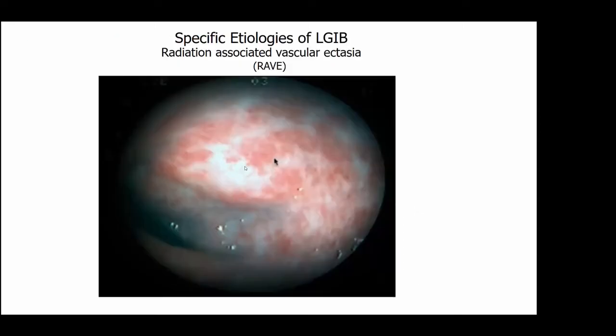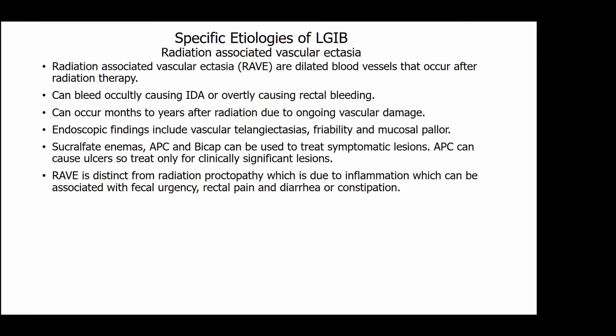Next, we'll talk about radiation-associated vascular ectasia, which I will call RAVE from now on. RAVE are dilated blood vessels that occur after radiation therapy. Again, it can bleed occultly, causing iron deficiency anemia, or overtly causing rectal bleeding. It can occur months to years after radiation due to ongoing vascular damage. So unfortunately, radiation therapy is a gift that just keeps on giving.